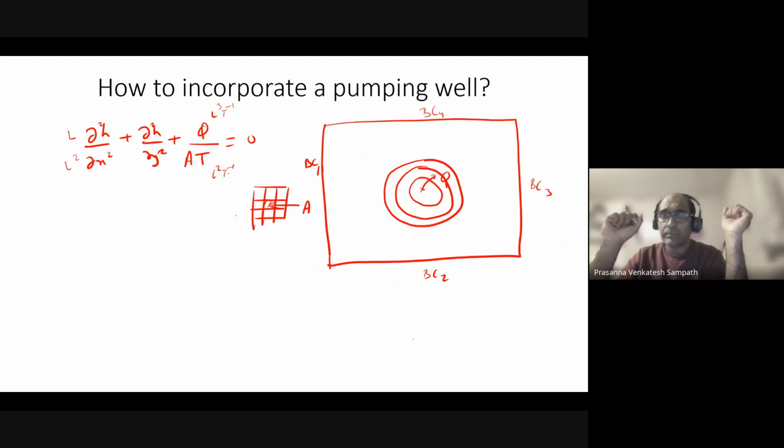Any idea? How to simplify this problem? Can we use symmetry to simplify this problem? That's the clue.